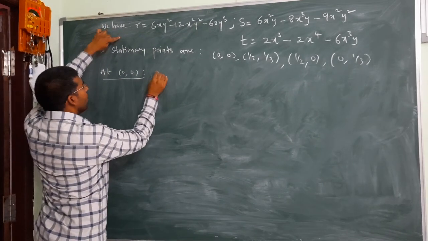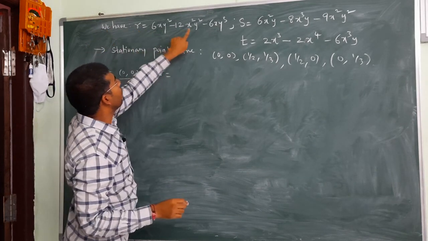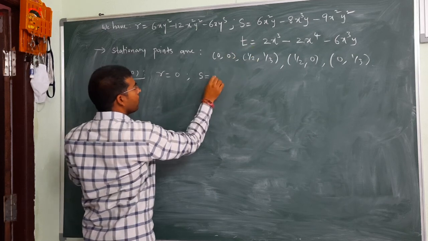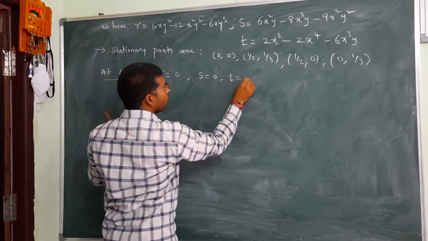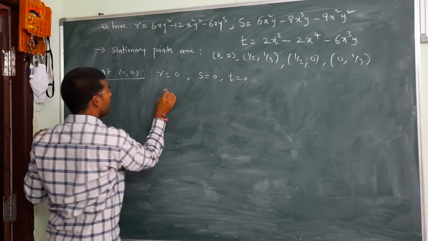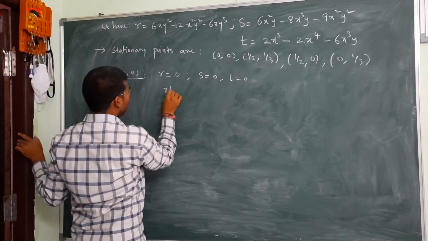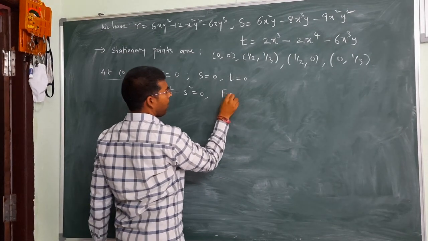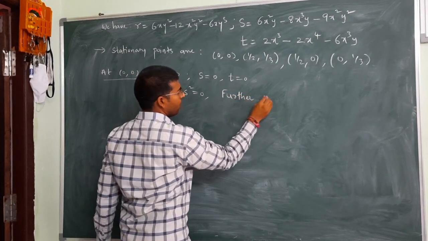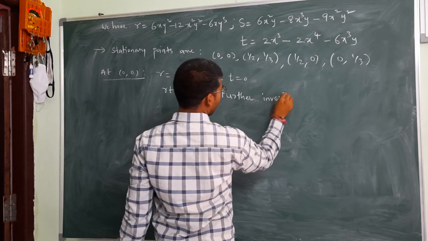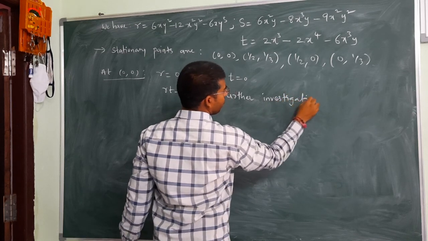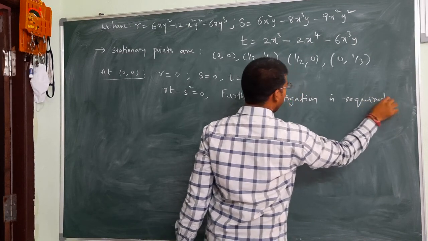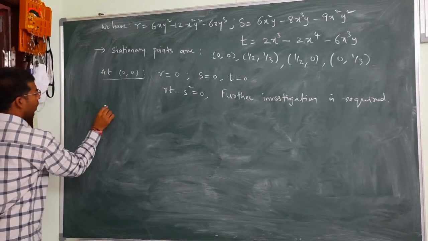At (0, 0), what is the R value? 0. S value is 0. T is again 0, right? Therefore what are you getting? RT minus S² is 0. So further investigation is required. That means we cannot conclude whether it is maximum or minimum at this point. And the next point is what?